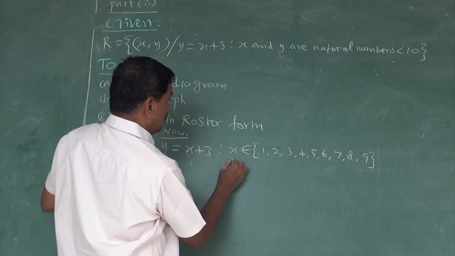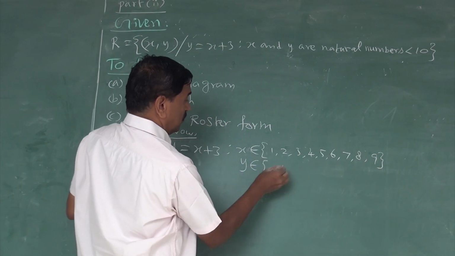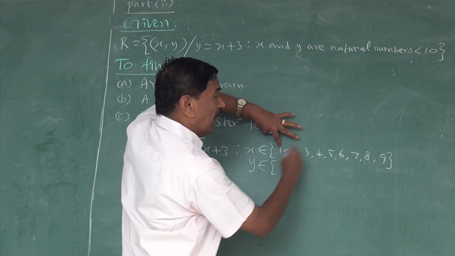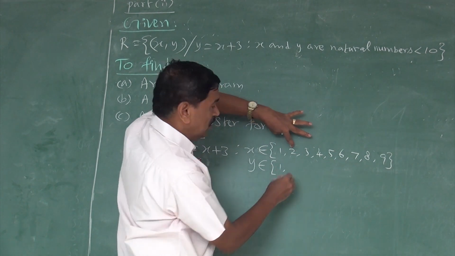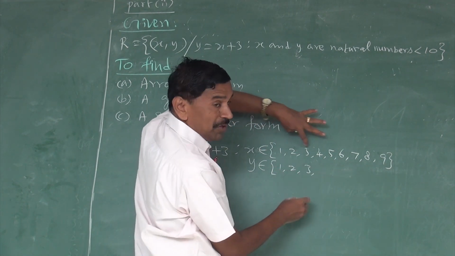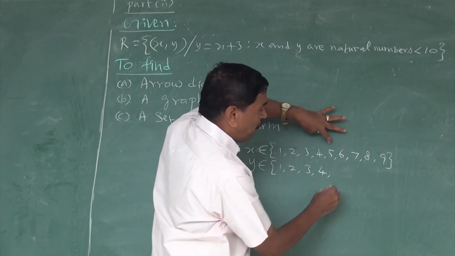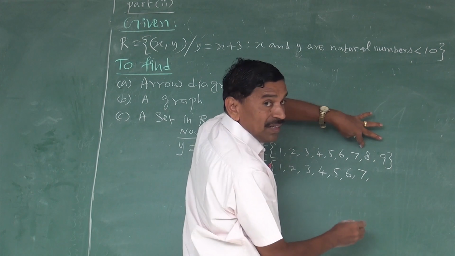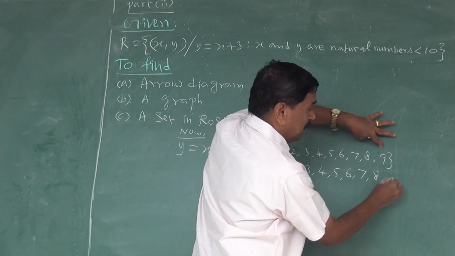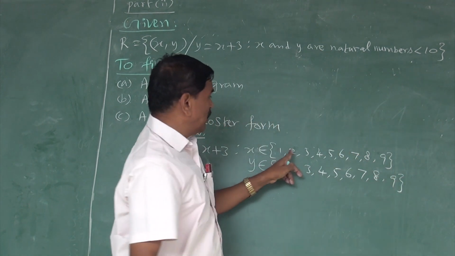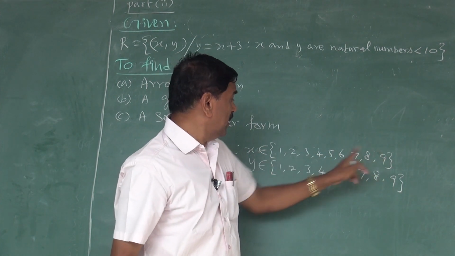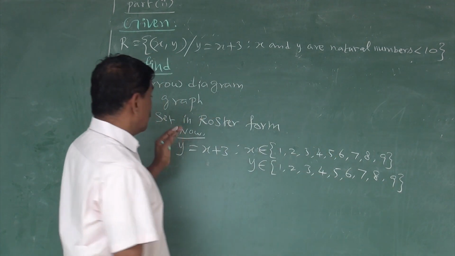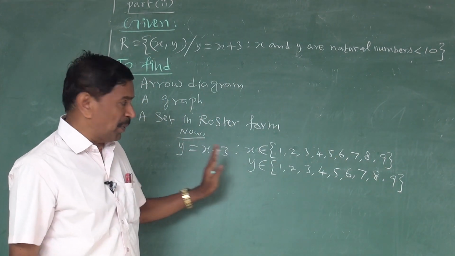Next, y belongs to, y can take the values, the same. What are they? Again 1 to 9: 1, 2, 3, 4, 5, 6, 7, 8, 9. Yes, which is completed. The given condition is y equal to x plus 3.